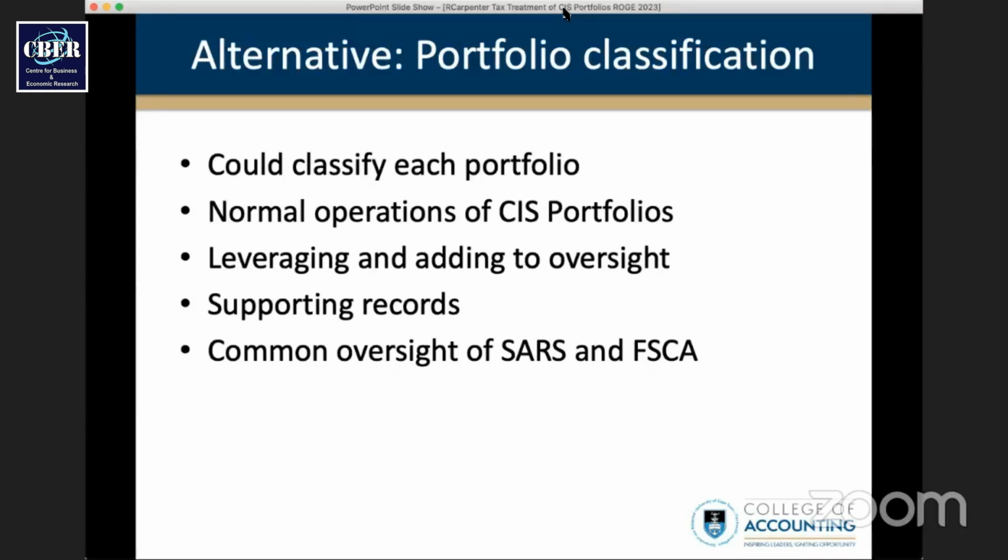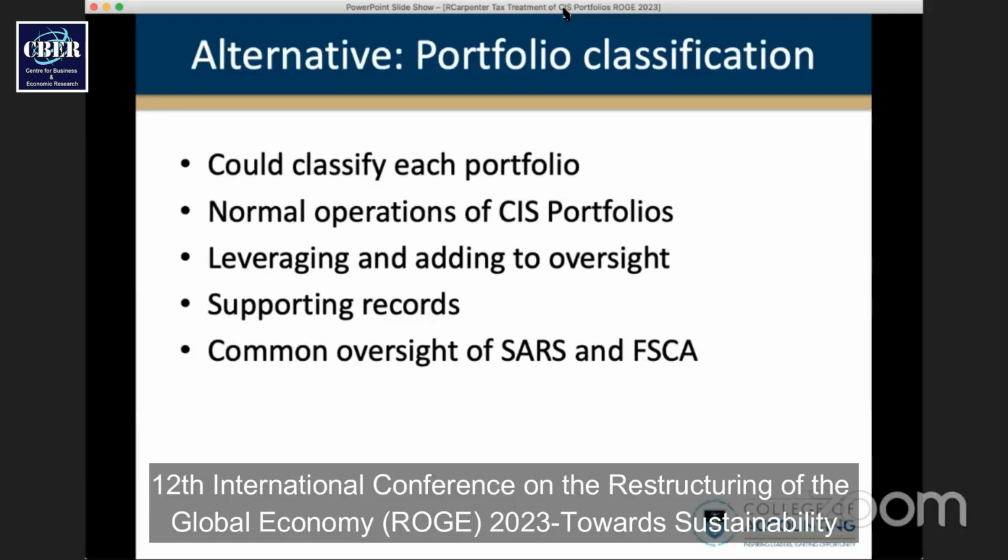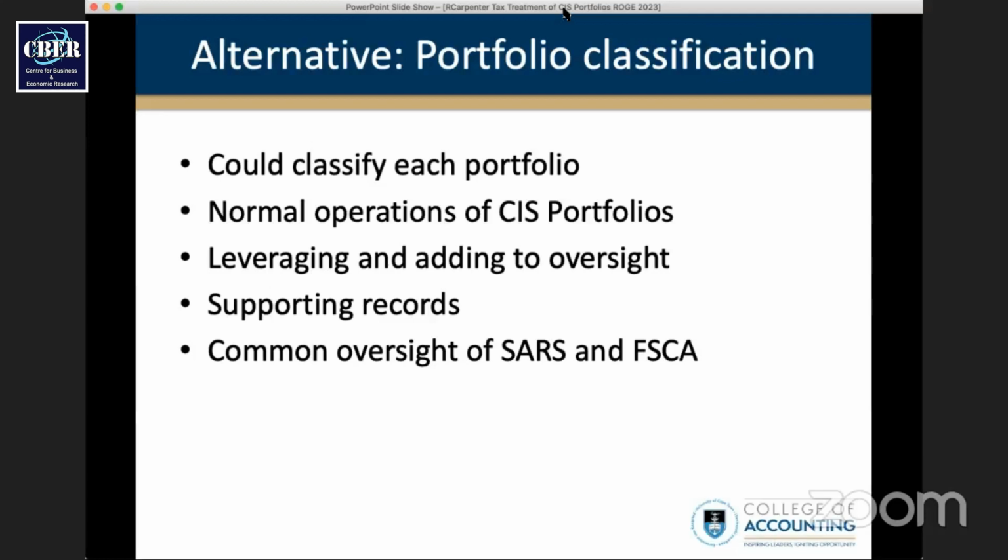From a supporting record perspective, the portfolios are required to provide detailed reports to external stakeholders. I mentioned previously that there's significant oversight. And in this case, our revenue authority, SARS, can request records from the portfolios on a regular basis. The FSCA conducts on-site visits at the CIS managers, and if there is any non-compliance uncovered during those inspections or investigations, then SARS can be prompted to investigate further. And conversely, if the FSCA looks at some of the reporting, they could then provide any information to SARS that may be relevant if needed.